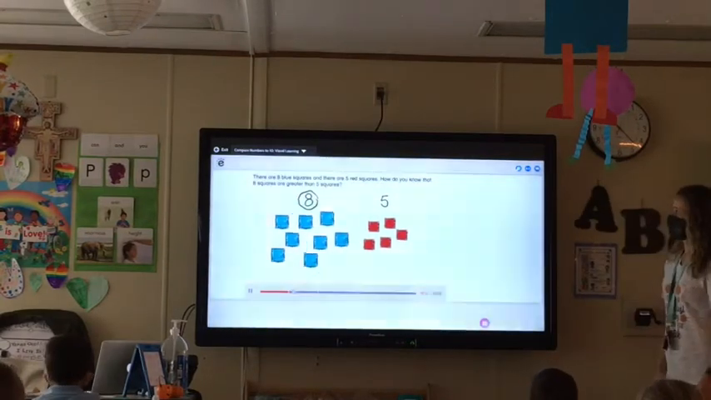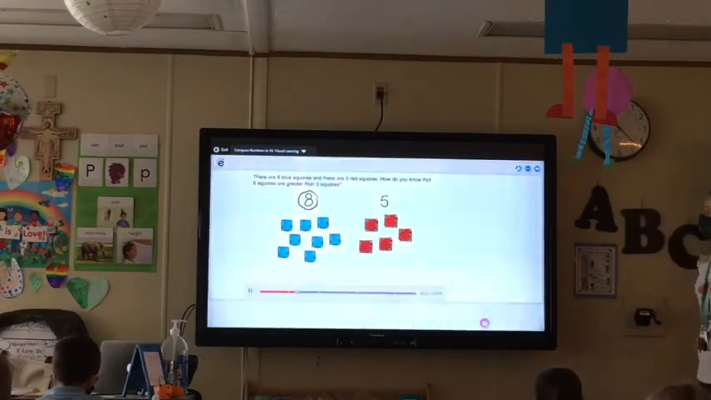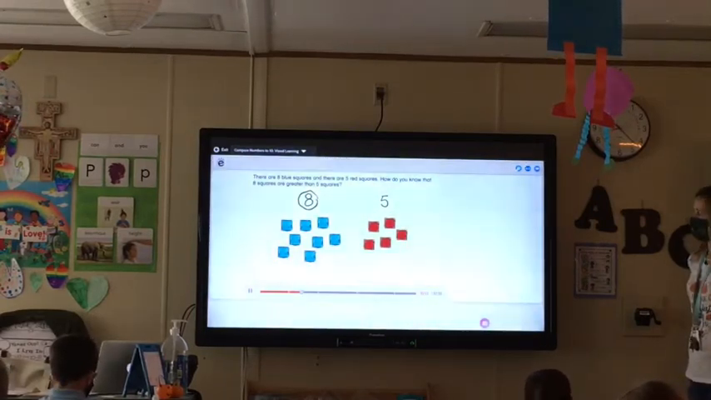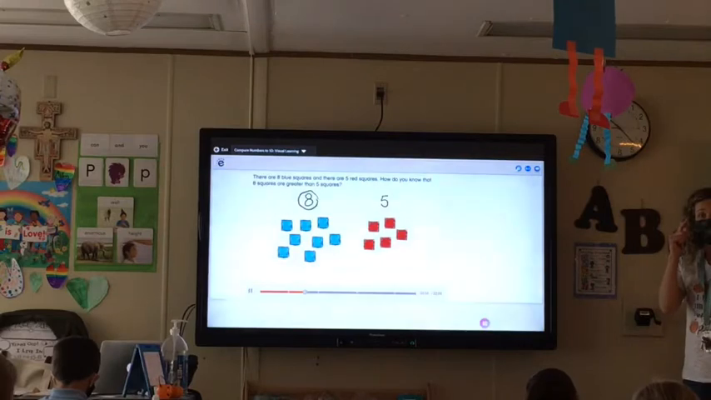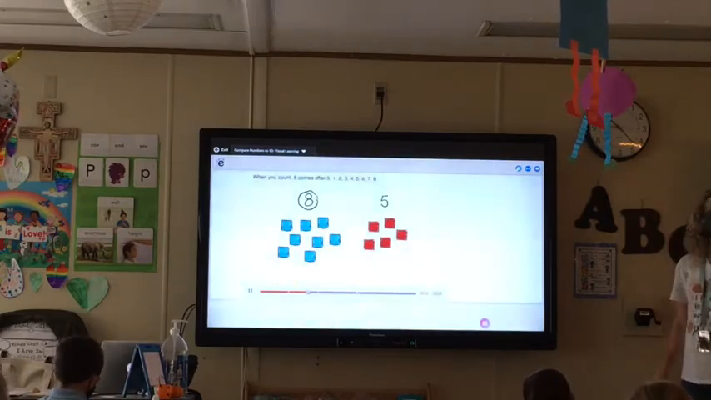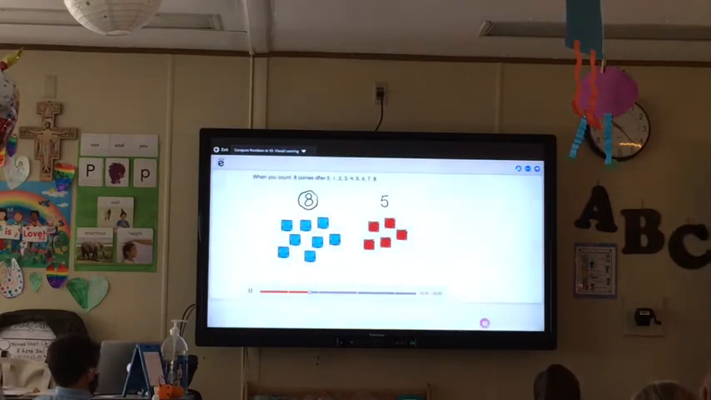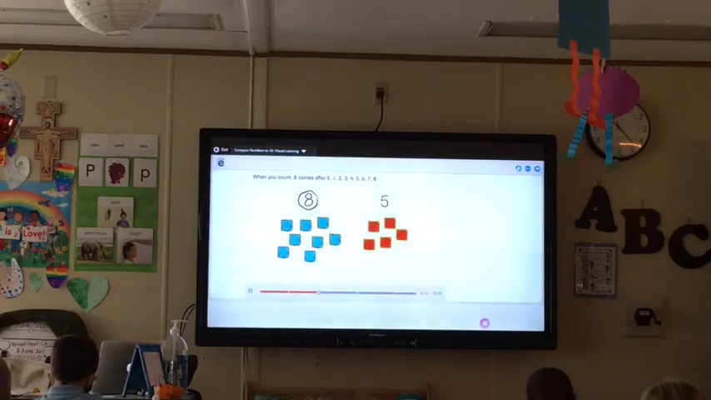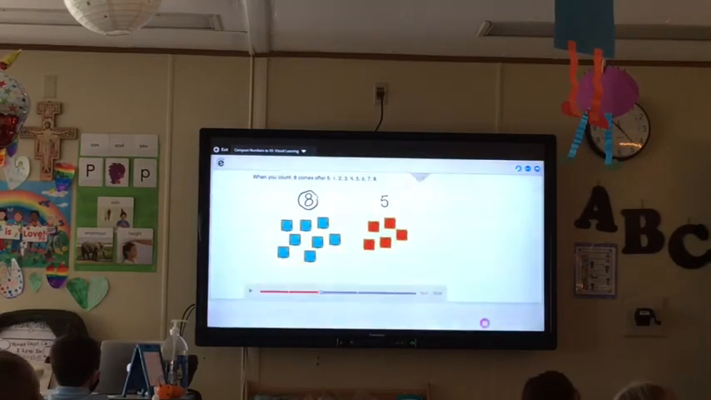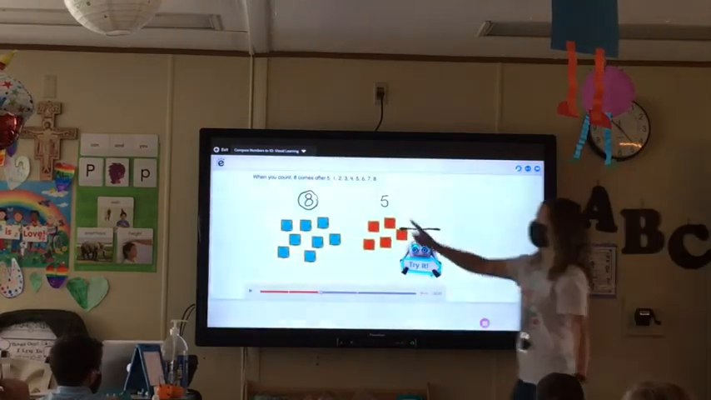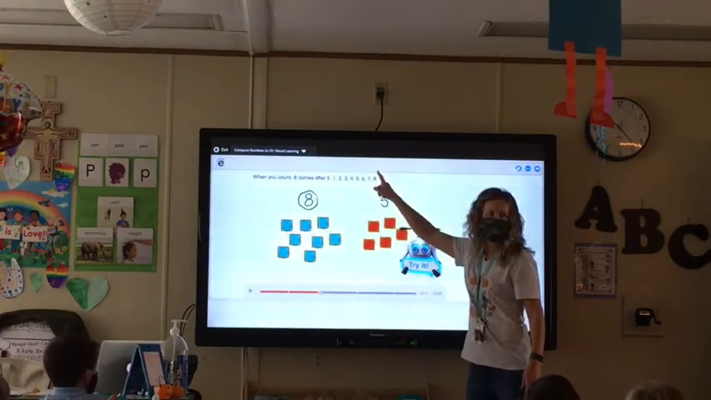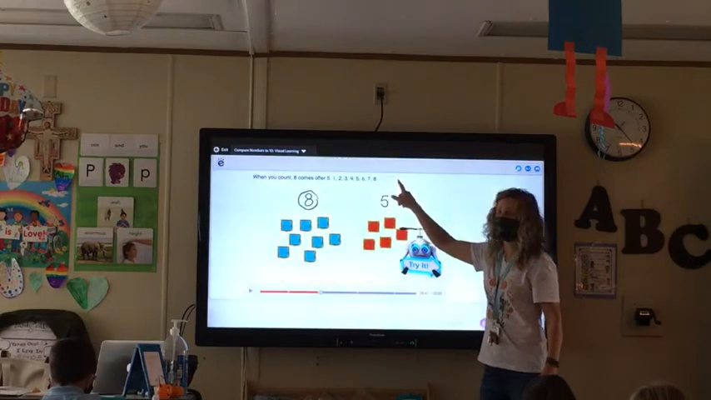There are 8 blue squares and there are 5 red squares. How do you know that 8 squares are greater than 5 squares? We can see it and we can count. Very good. 8 comes after 5. 1, 2, 3, 4, 5, 6, 7, 8. Okay. So remember the number line. When you see the number line, we see that 8 comes after 5. So again, that's another way to see that it's greater.